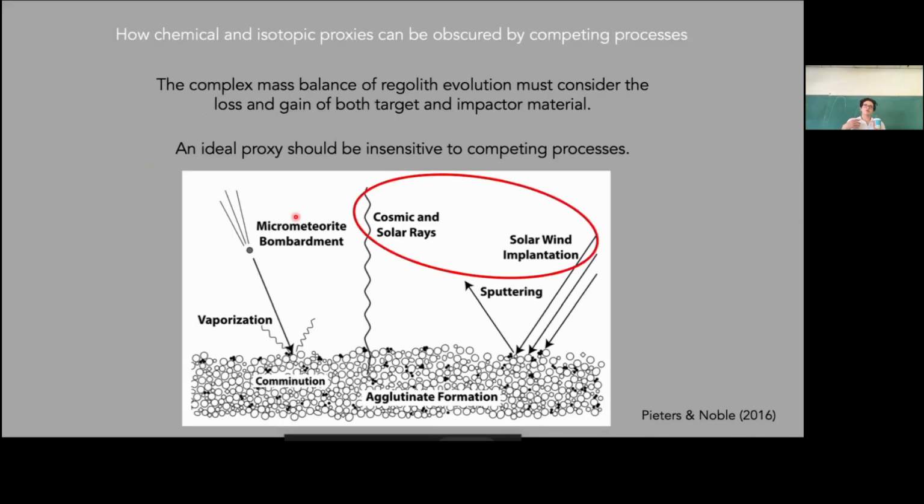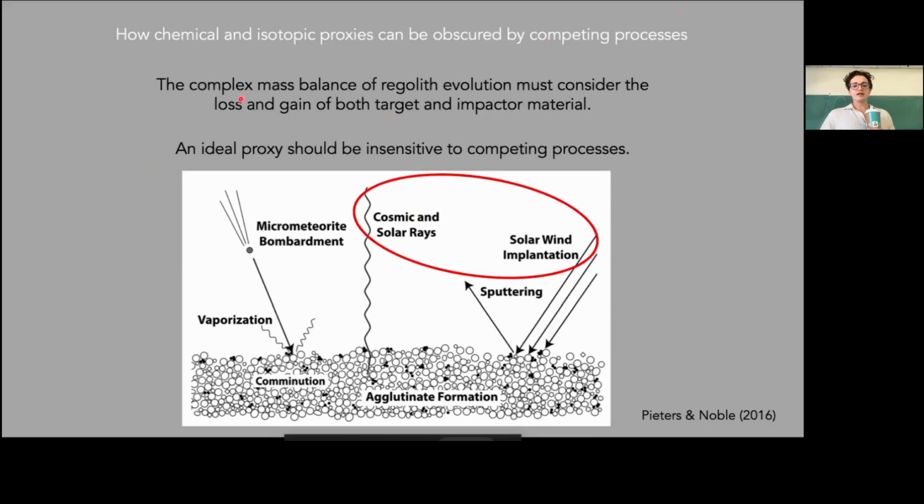All right, so now we've established what regolith is and the processes going on that we need to be sensitive towards. Now I'm going to go into how these chemical and isotopic proxies can be obscured by other processes, and start to build up this idea of constraining a mass balance of the mass loss and mass gain as the regolith is evolving over time. Ideally, your proxy that is the least complicated is insensitive to other processes.